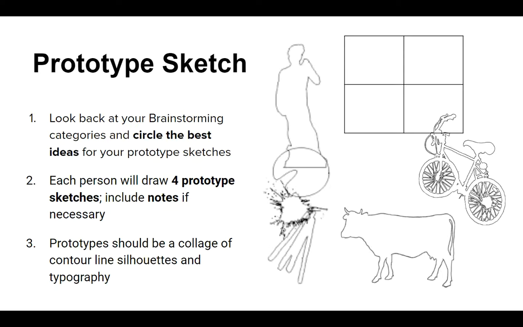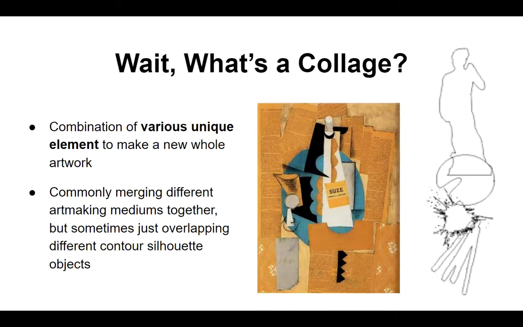Basically what that means is you're not drawing the details on the inside, you're just doing silhouettes. So just an outside line or contour line as the examples that you see here. Now, we are creating collages. A collage means blending multiple unique elements together to create a whole. Now, a lot of times artists use different mediums to blend together, so different physical materials. But for this project, we're combining different contour lines or silhouettes together.